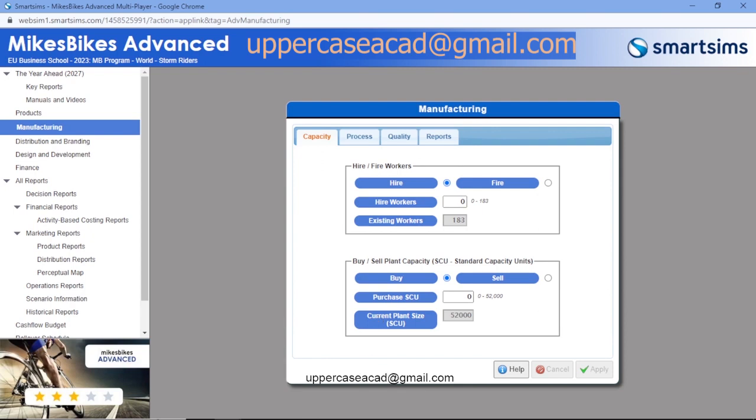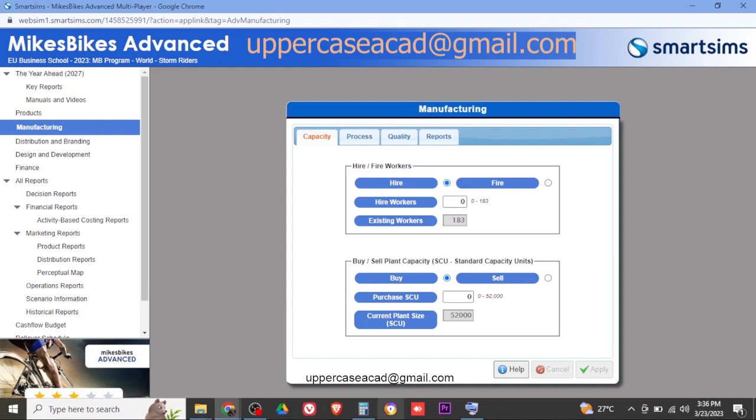Note again, if you want to increase your capacity in the MikesBikes simulation, you buy more factory capacity and more factory plant, and also you hire more staff and reduce the wastage time. This will also increase your capacity. And note that purchasing of factory plant will take a whole year before it becomes operational. So you should plan your factory decisions in advance.